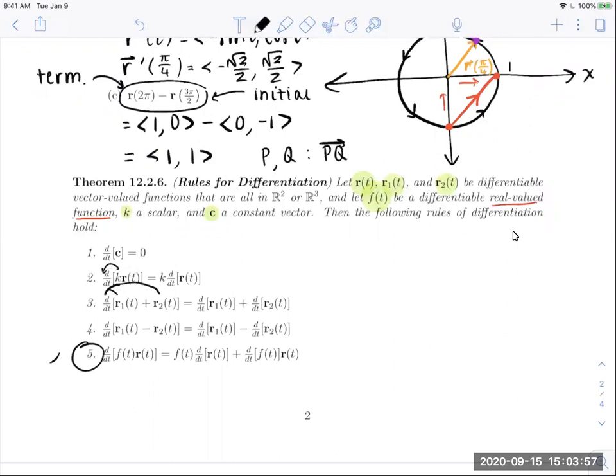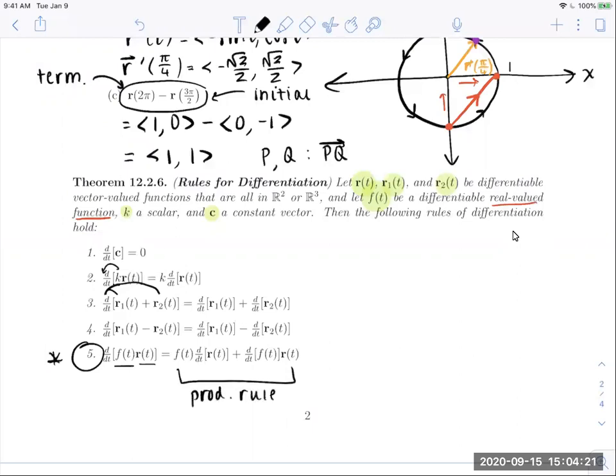Number 5 is really the only new or interesting property here that we haven't necessarily seen before. Notice what we're doing. We're computing the derivative of a real valued function times a vector valued function. And what happens is this derivative obeys the product rule. So the standard product rule from Calc 1.